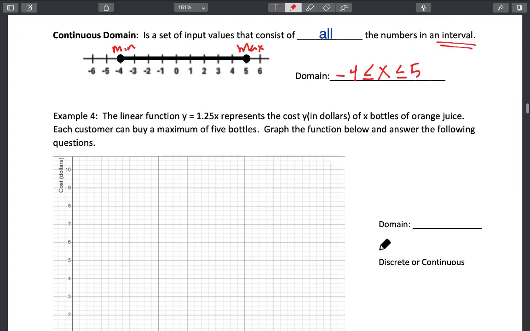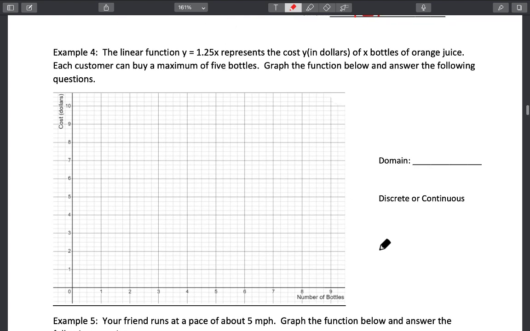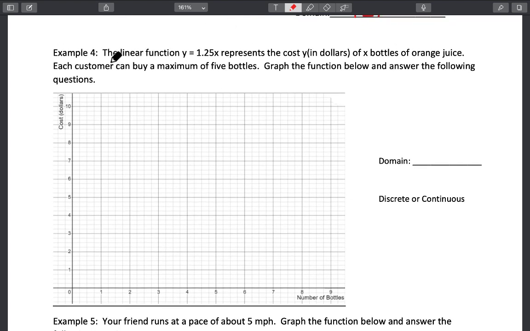All right, our final few examples just want us to graph some linear functions. The linear function y equals 1.25x represents the cost y in dollars of x bottles of orange juice. Each customer can buy a maximum of 5 bottles. Graph the function below and answer the following questions.